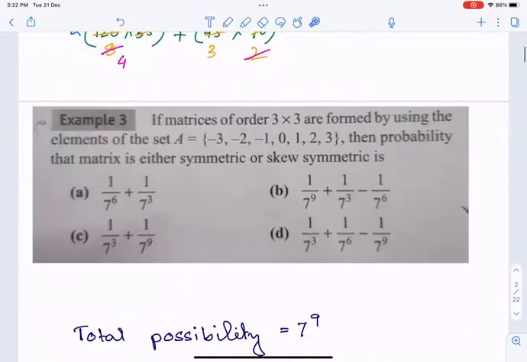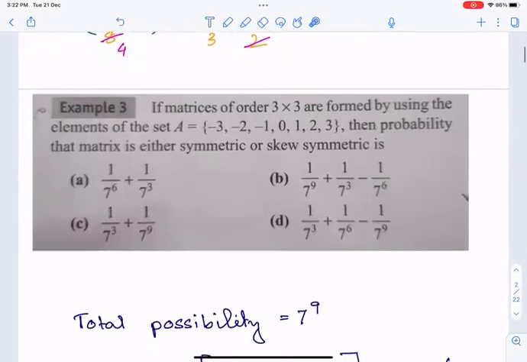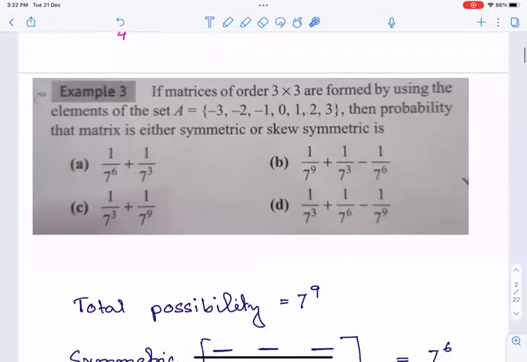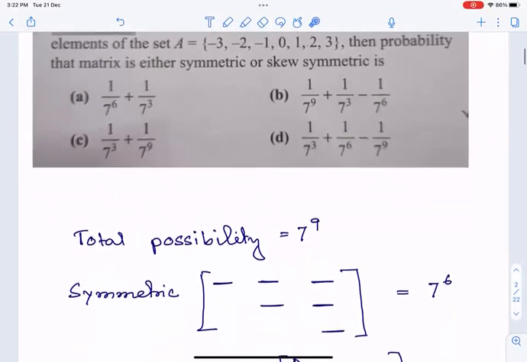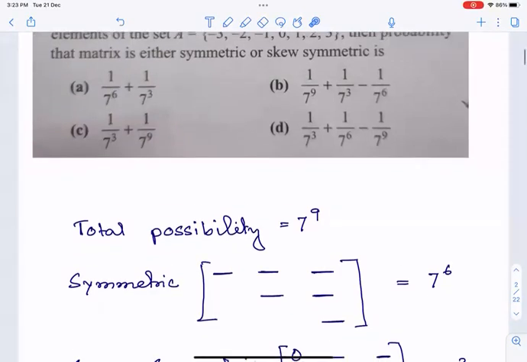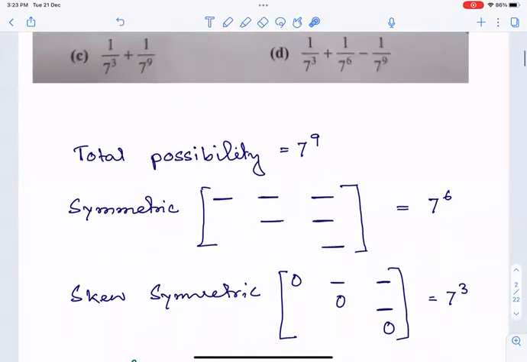With that idea, the total possibility of making such matrices is 7 to the power 9, because each position has 7 possibilities and there are 9 positions to be filled. Out of 7 to the power 9, we can get a symmetric matrix in 7 to the power 6 ways, as we can decide the upper triangle and diagonal. The corresponding 3 lower triangular elements will be decided on the basis of the upper triangular elements. Whereas in a skew symmetric matrix, the diagonal elements are 0.